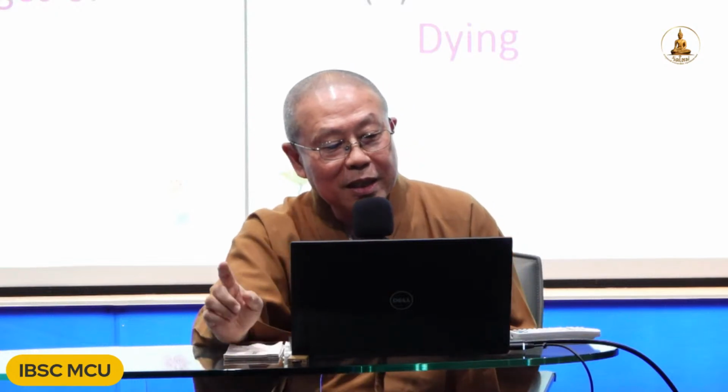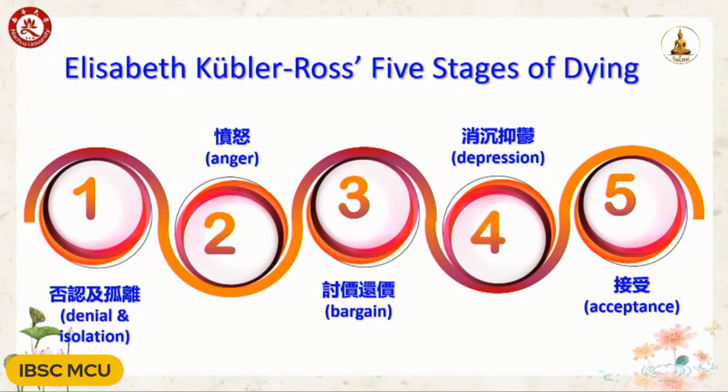And then there is Elizabeth Kubler-Ross's 5 stages of dying. I just mentioned Kubler-Ross. He interviewed 200 terminally ill patients in the hospital, and he analyzed their attitude, their behavior, their feeling, their reaction to their illness in a dying situation. And he formulated the 5 stages. So most terminal patients, their first reaction is denial, isolation.